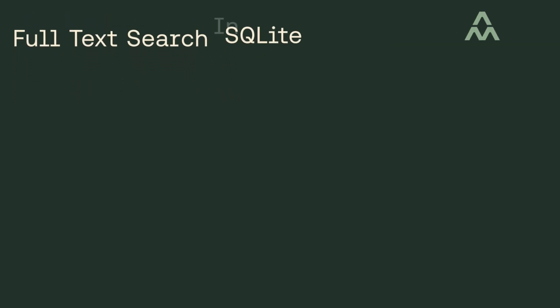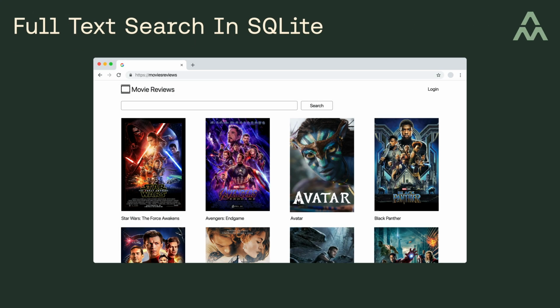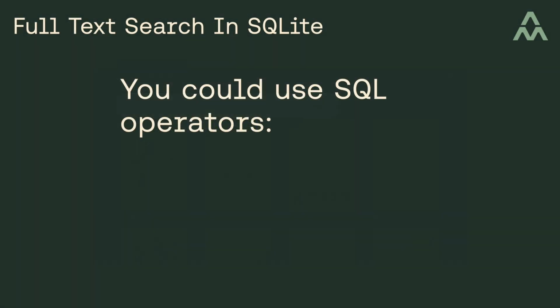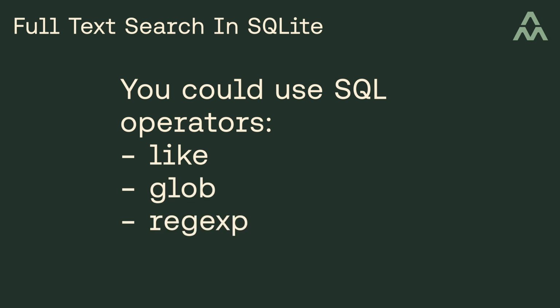I've got this movie review application that's powered by SQLite, and I need to add the ability to search for movies by its title. So how should I implement this search feature? Well, you could use a few SQL operators in your queries to find an answer, such as the LIKE, GLOB, and regular expression operators. Let me show you an example of using the LIKE operator.